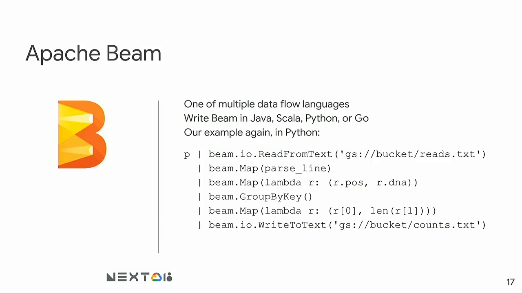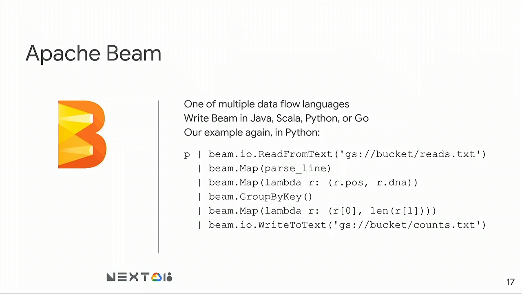And when you write Beam, you can write it in multiple languages. You can have your choice: Java, Scala, Python, or Go. I used Python, and here's what the sample program looks like in Python. It's fairly straightforward. The one thing to notice is that the group by is now 2 lines.